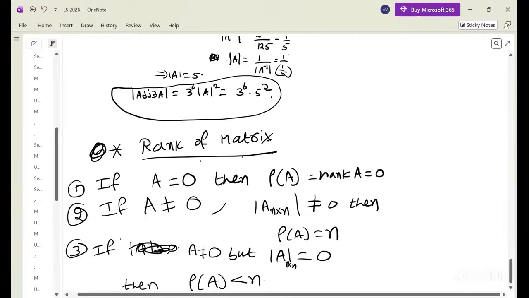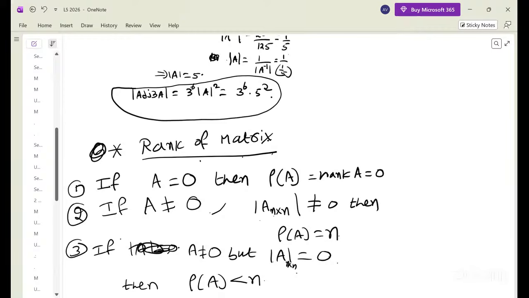So if the determinant of an n by n matrix is 0, the rank will be less than n. If the determinant is not 0, the rank will be equal to n. If it is 0, the rank will be less than n.